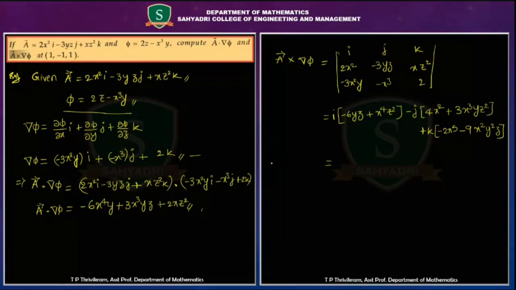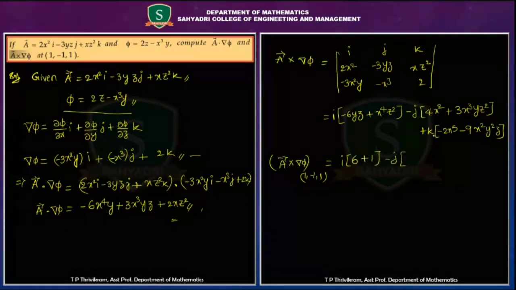Here he has given A cross del phi at this point 1 comma minus 1 comma 1. Here also we need to find at the given point. So let us see. Just substitute x equal to 1, y equal to minus 1, z equal to 1. So i into how much you'll get? Y is minus 1, z value is 1, so you'll get 6 plus 1.